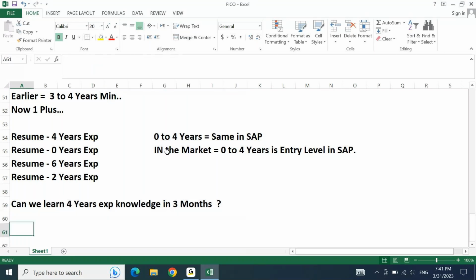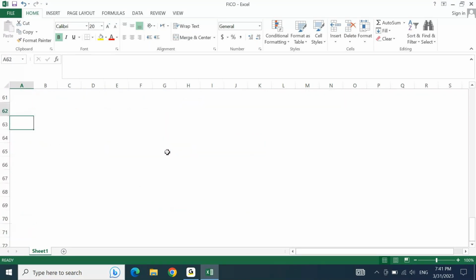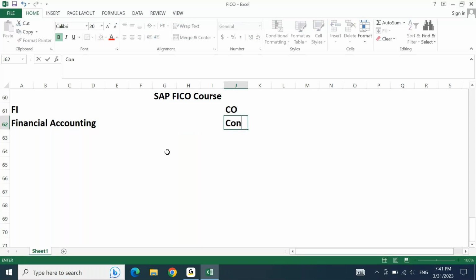Now, let's talk about what is actually there in the SAP FICO course. Now, when you talk about SAP FICO, how many modules are we representing here? Two modules. One is your FI. Second is your CO. What is FI? Financial accounting. What is CO? It is your controlling.